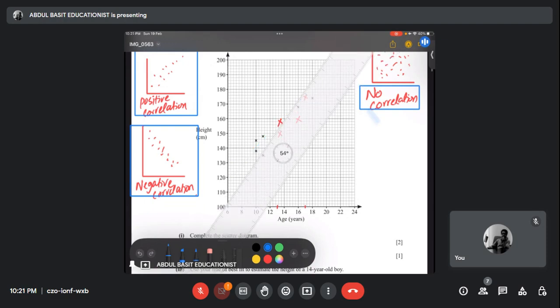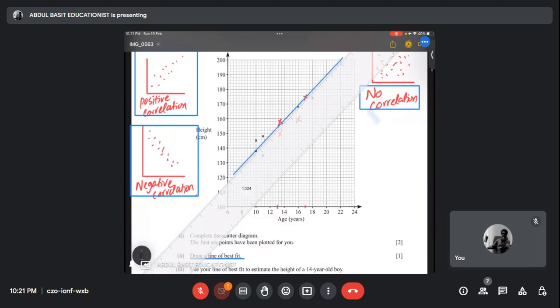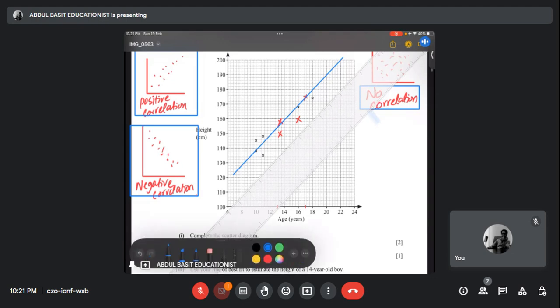So let's rotate the ruler a bit. Okay, and let's try our level best so that we can leave an equal number of points on both sides. Equal number of points on both sides. So let's see. I can see that I left 4 points on the downside, and there are only 3 points on the upper side. So I have to rotate it a bit more in order to draw the best one. Let's see.